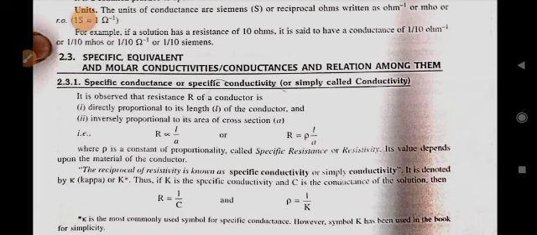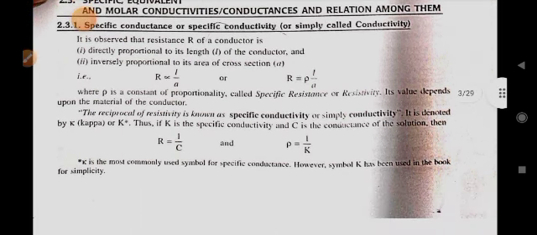Specific, equivalent and molar conductivities: conductances and relations among them. Specific conductance or specific conductivity, or simply called conductivity. It is observed that the resistance R of a conductor is directly proportional to its length L and inversely proportional to its area of cross section A, where rho is a constant of proportionality called specific resistance or resistivity. Its value depends upon the material of the conductor.